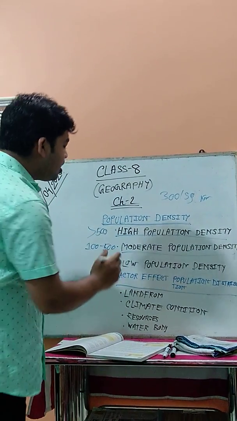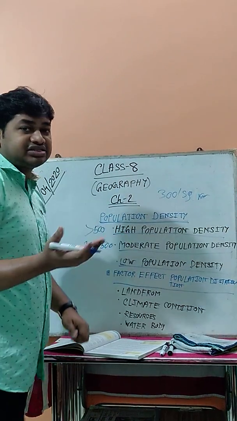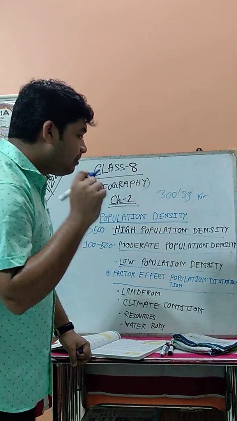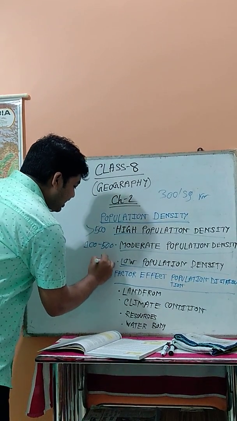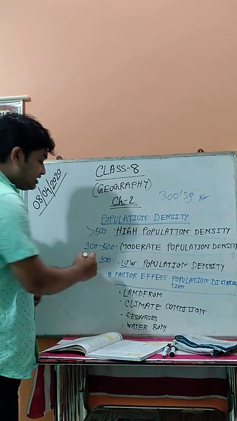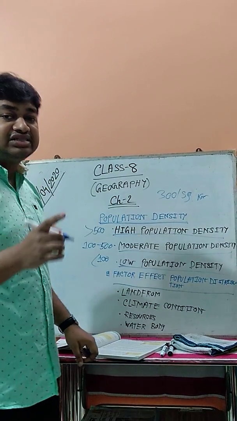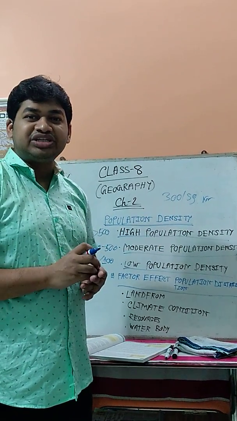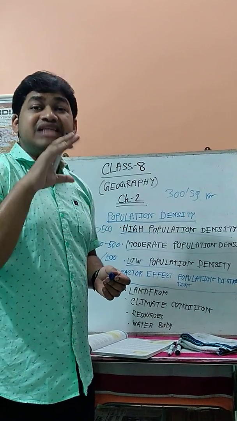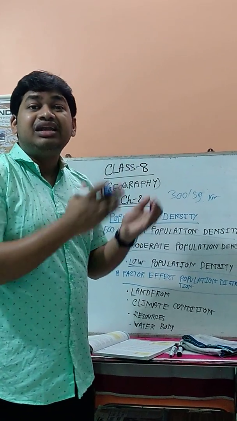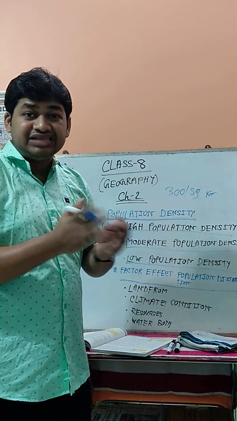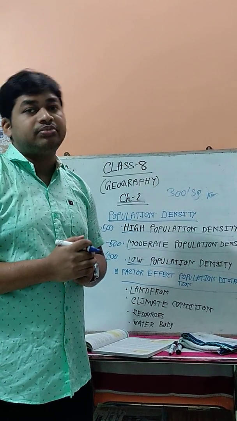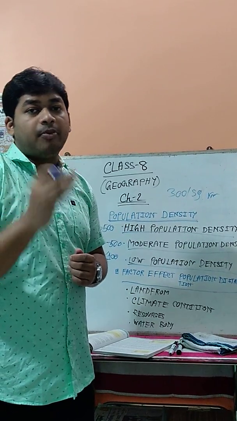And the third one is low population density. Low means very less population density. In those areas, the number of people living is less than 100. This type of population density is known as low population density. So, in which area is it low? Where less than 100 people live per square kilometer.